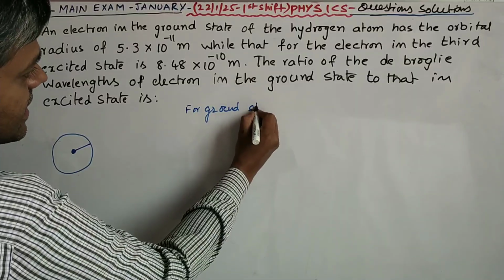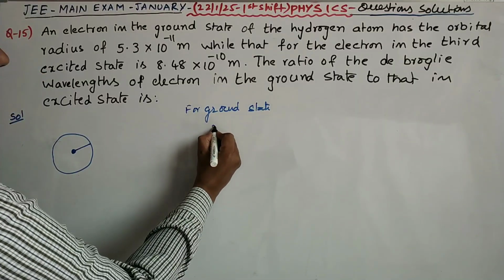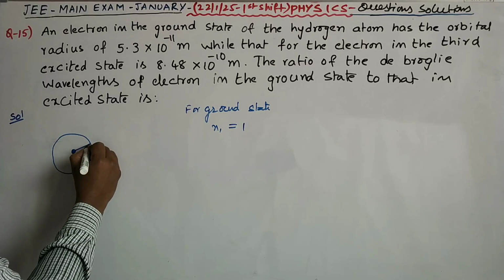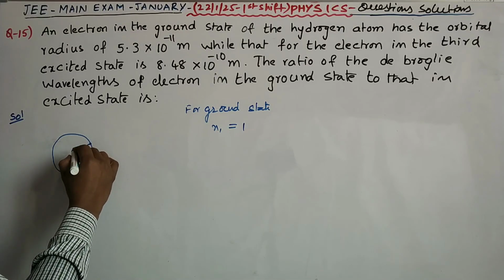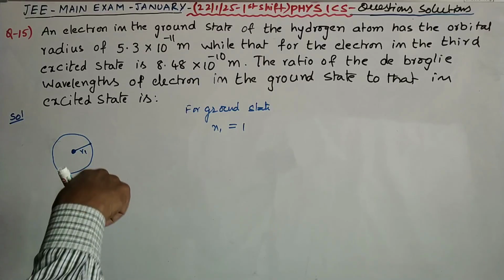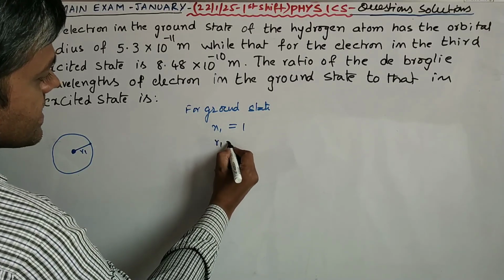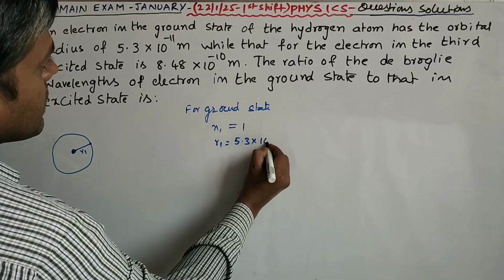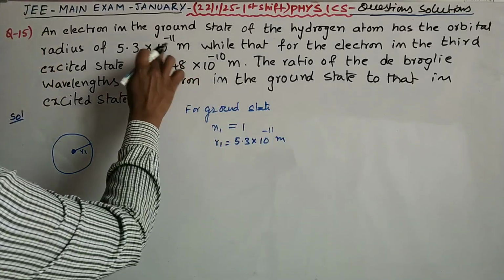For the ground state electron, the principal quantum number n1 is equal to 1. In the ground state, the radius of the orbit, r1, is 5.3 × 10^-11 meter.